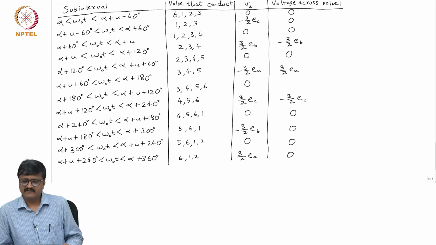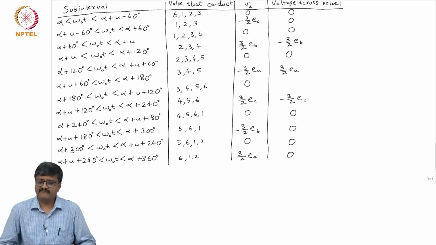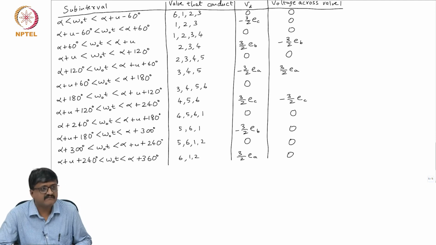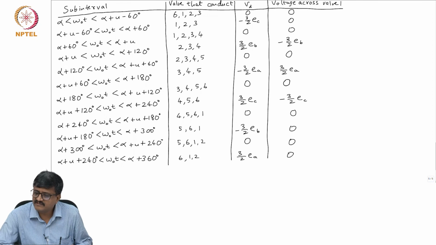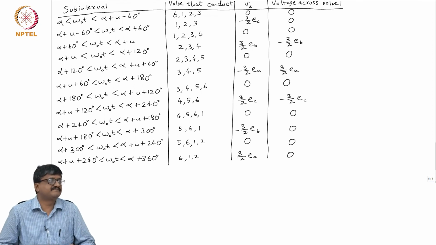Then, when 3, 4, 5 and 6 conduct, same. Now, look at the loop consisting of the valves 1, 3, 6 and 4. So, 3, 6 and 4 are conducting. So, by Kirchhoff's voltage law, voltage across valve 1 is 0. Okay, I will stop here.